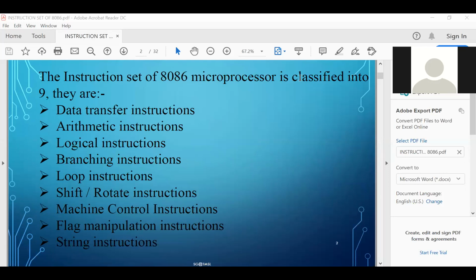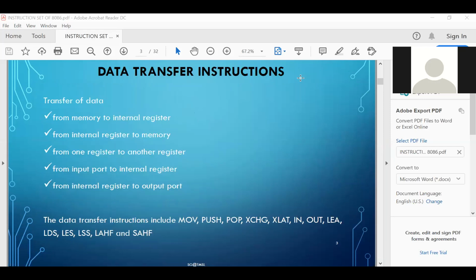There are 9 different types of instructions available in 8086 microprocessor. Starting from the data transfer instructions, then arithmetic instructions, logical instructions, branching instructions, loop instructions, shift and rotate instructions, machine control instructions, flag manipulation instructions, string instructions, etc. So one by one, I would like to discuss the instructions classification. So let's start with the data transfer instructions.